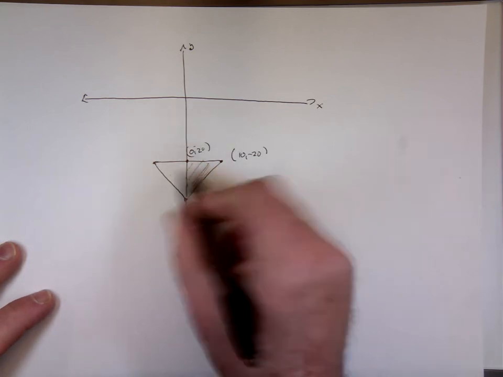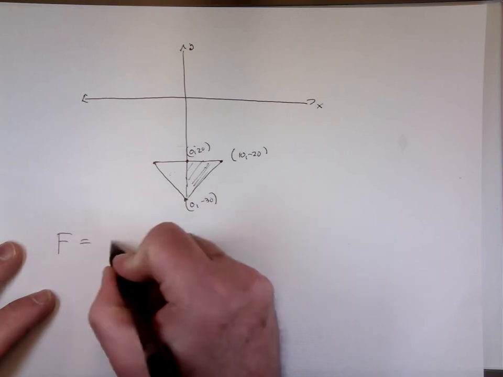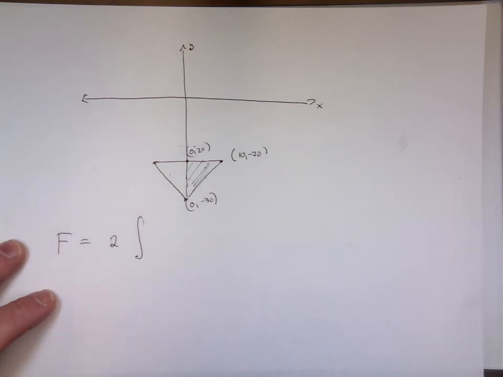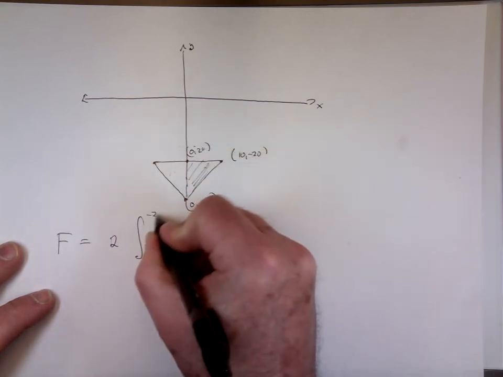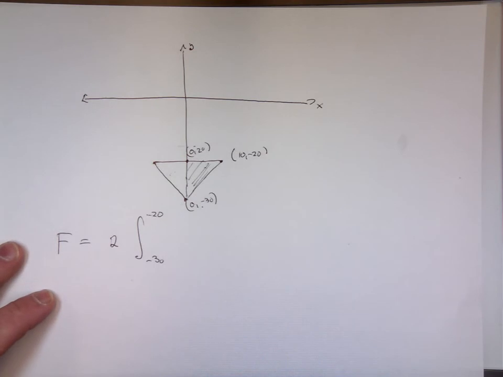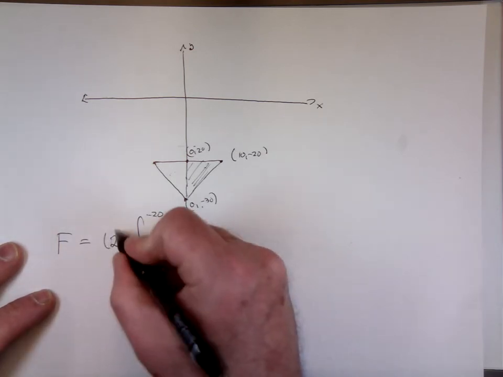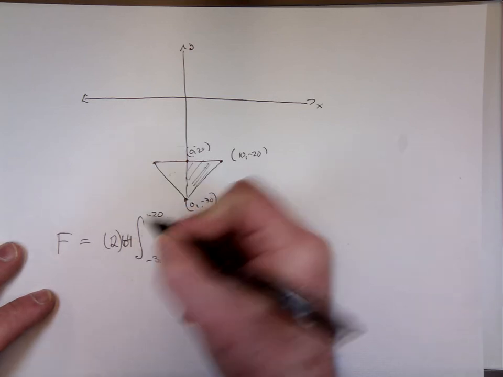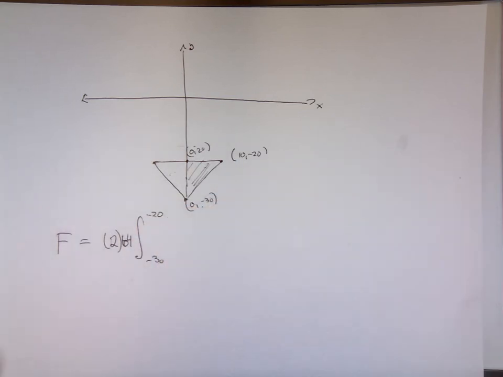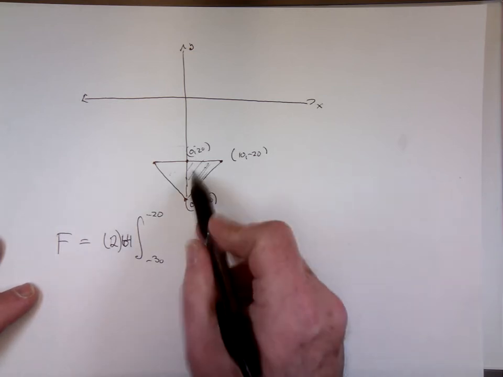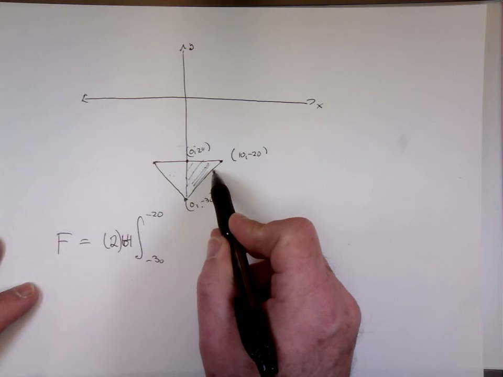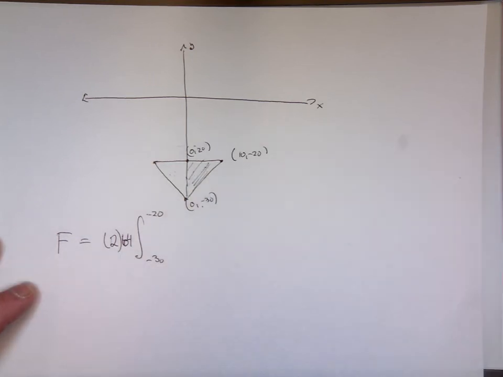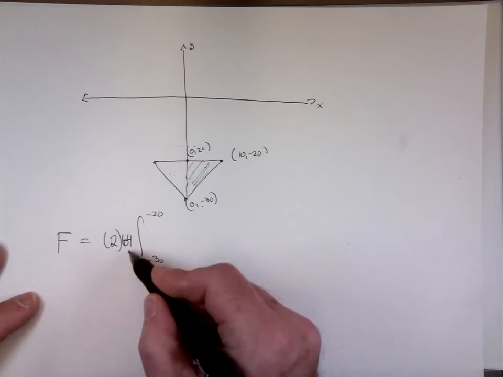The integral that I have is going to go from negative 30 to negative 20. The density of this thing is seawater. That's 64 pounds per cubic foot. Seawater, a little bit more dense than... I'm sorry, what is that 2? That 2 is because I'm only going to do this part of the fluid force, but this part is the same as this part, so I'm going to multiply by 2. And the 64 is 64 pounds per cubic foot. That's the density of seawater, a little bit denser than fresh water.